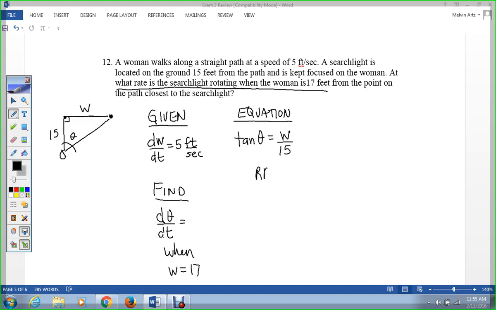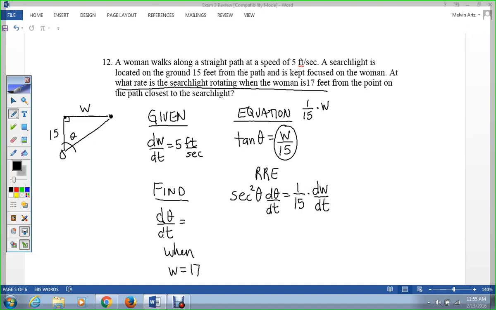So our related rate equation, we take the derivative with respect to time. We would get secant squared theta times d theta dt, chain rule. Now the derivative of this, we don't have to use the quotient rule. This is just 1 over 15 times w. So the derivative would just be w prime, or dw dt, times 1/15. So 1/15 times dw dt.